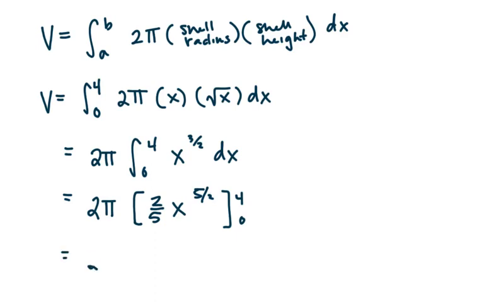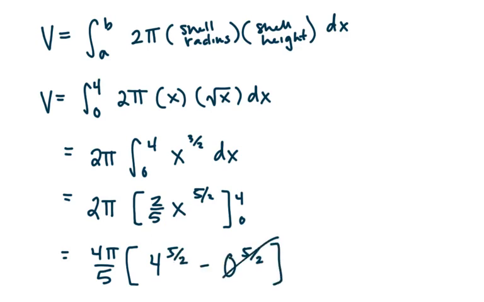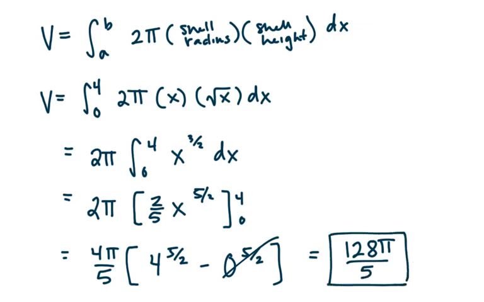So I'll pull that 2/5 out. I have 4 pi over 5, and we have 4 to the 5/2 minus 0 to the 5/2, which is going to be 0. The square root of 4 is 2. 2 to the 5th is 32, and 32 times 4 is 128. So my answer here is 128 pi over 5. That is the volume.